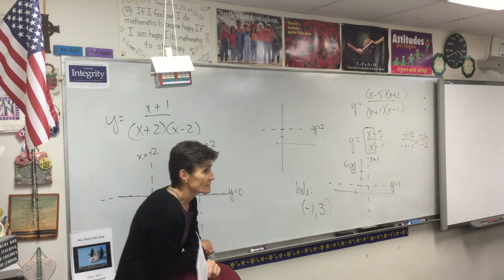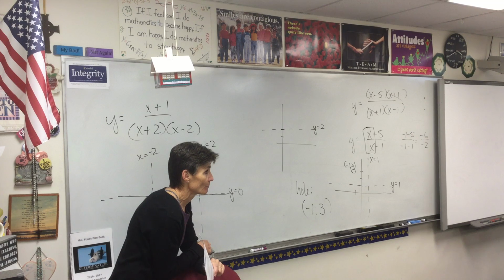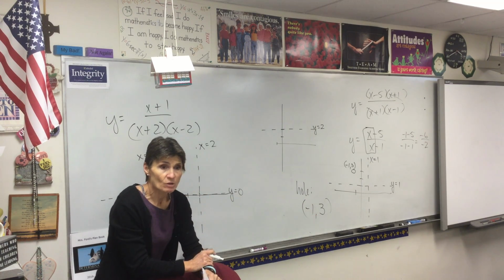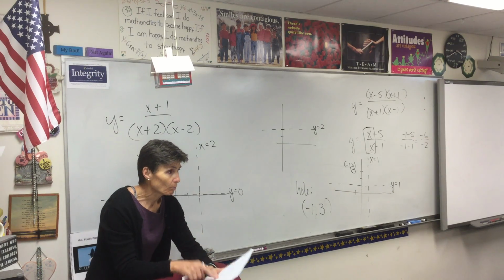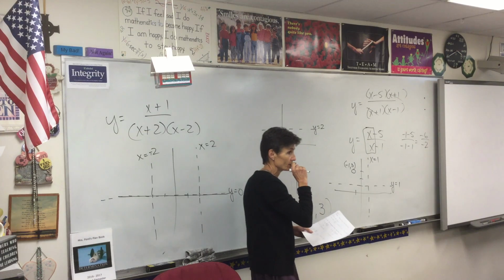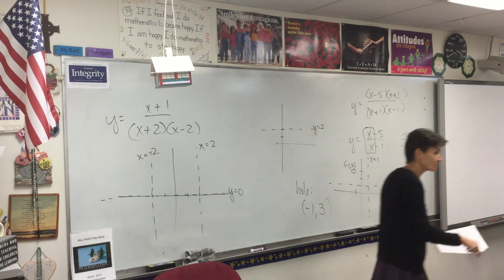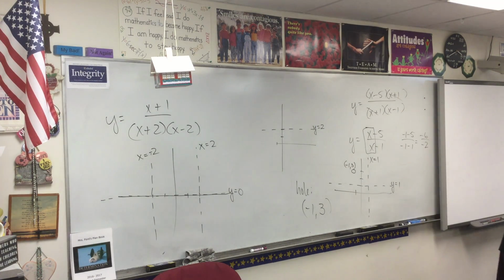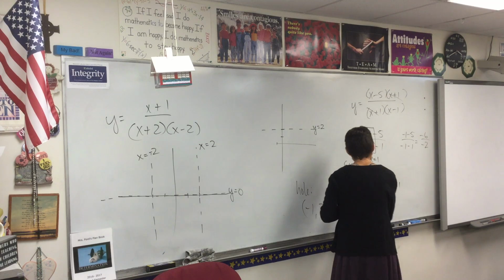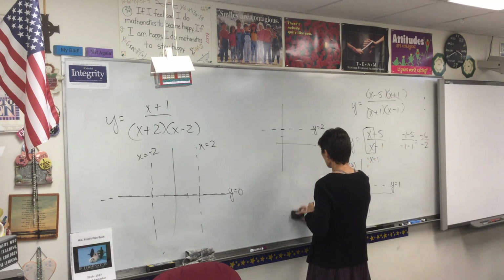Why is the horizontal at zero? Because the bigger power is on the bottom. Look at the original problem. You have x over x squared. That means the horizontal asymptote's gonna be at zero every time. And when the big one's on top, then there isn't a horizontal asymptote.